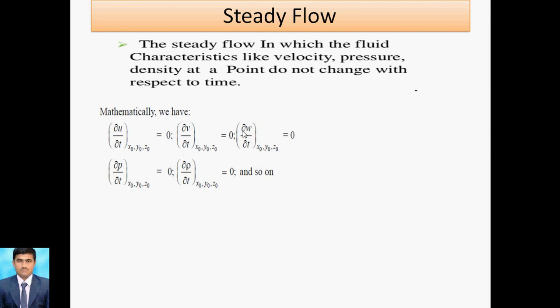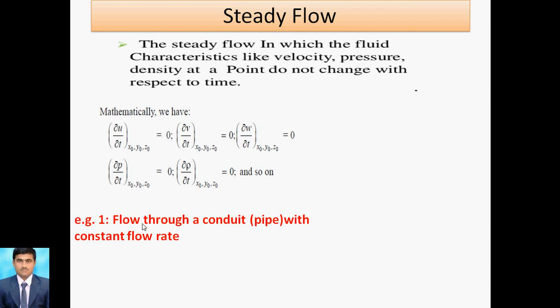∂v/∂t, ∂w/∂t. This is for y and this is for z. Again I repeat, this is for x, y and z. So you can take 0. That type is called steady flow. And if you define for pressure, ∂p/∂t is equal to 0. Then for density, ∂ρ/∂t is 0. So that time flow is steady.